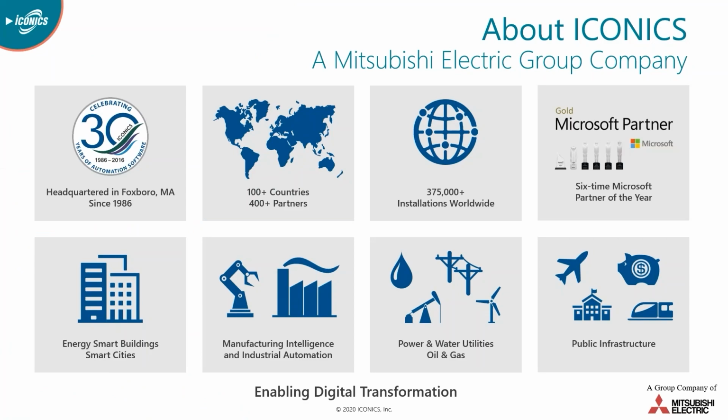We have been around over 30 years. We started in 1986. And thanks to our partner network with over 400 organizations, we have installed 375,000 applications. We work closely with Microsoft and have been awarded 6 times the Partner of the Year award in different industry segments. So you see at the bottom that Iconics solutions can be found in infrastructure projects such as the metro, the train, the tunnels, the airports, but also in oil and gas exploration fields and renewable energy projects, water management, and also in thousands of intelligent buildings around the globe.